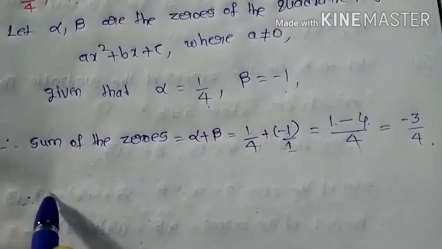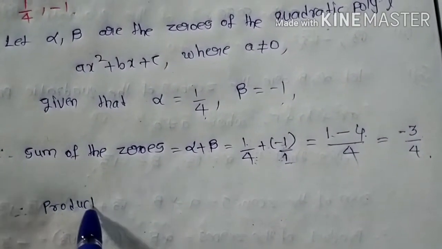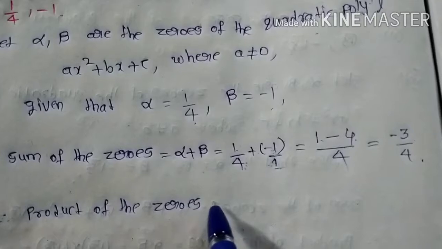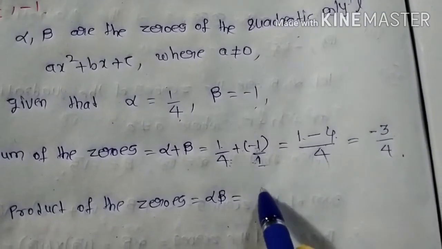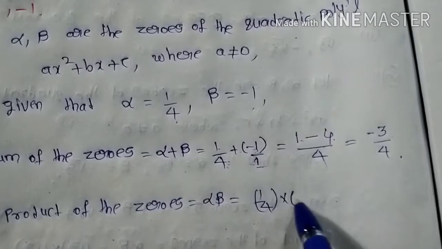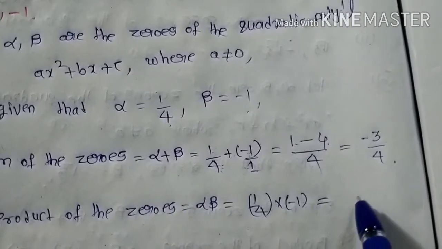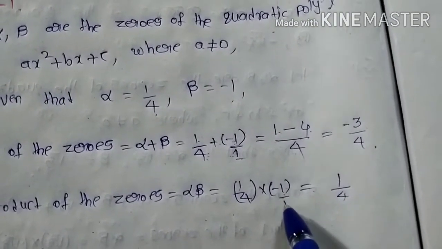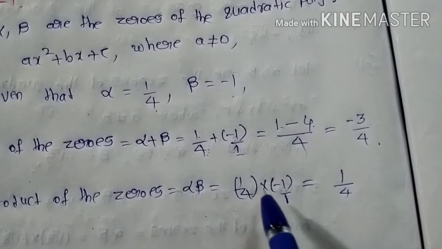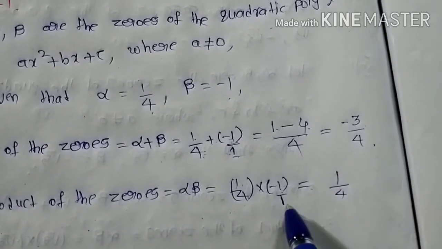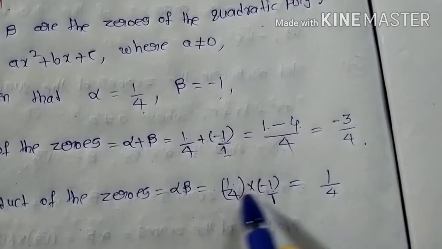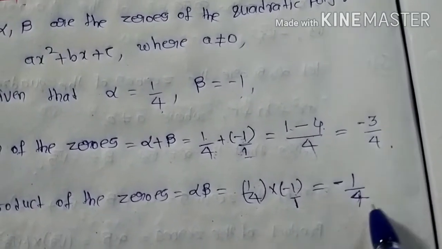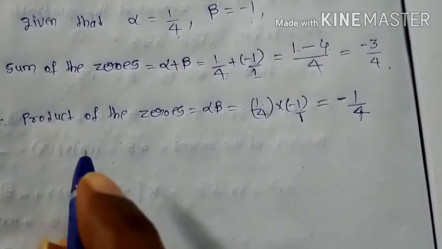In the similar way, find the product of the zeros. Product of the zeros is equal to alpha beta. That means 1 by 4 into minus 1. 1 into 1, 1 only. Here 4 into 1, 4. Minus 1 means minus 1 by 1. You know how to find the product of fractions: numerator with numerator, denominator with denominator. But you can see here it is plus, it is minus. That means plus into minus, you can write here minus 1 by 4.